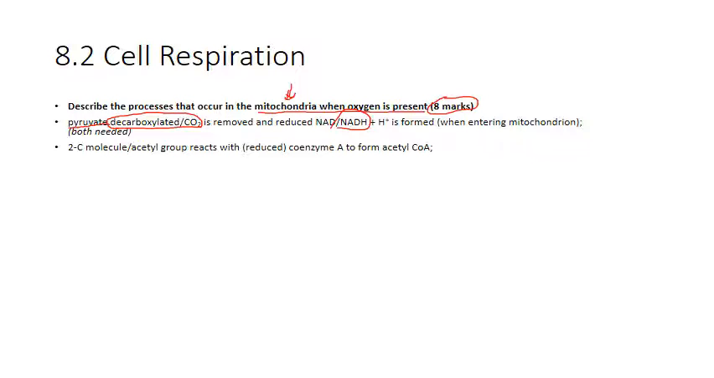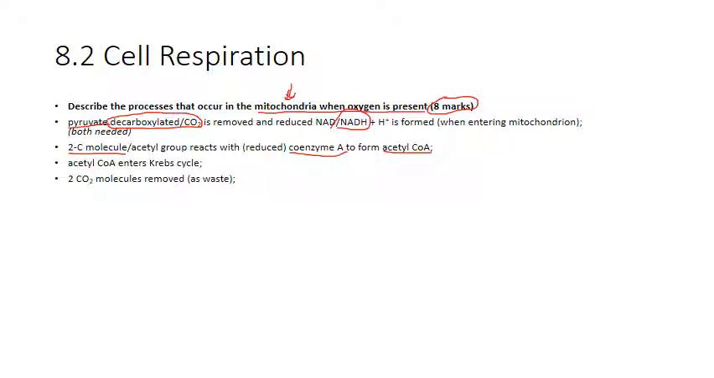That 2-carbon molecule combines with coenzyme A to form acetyl-CoA. Honestly, if you just say that after pyruvate is decarboxylated, it's a 2-carbon molecule that combines with coenzyme A to form acetyl-CoA, that would get you that mark. Acetyl-CoA is what enters the Krebs cycle.